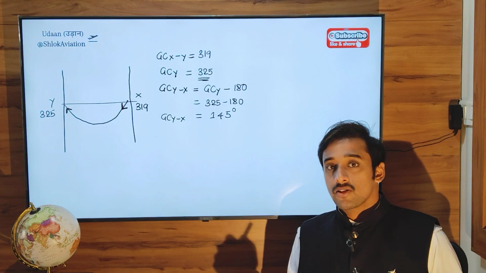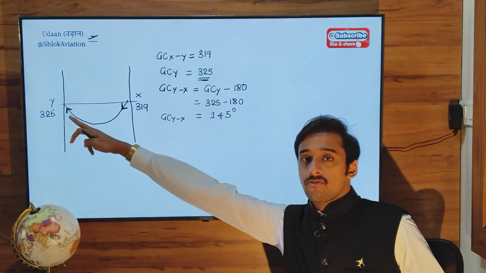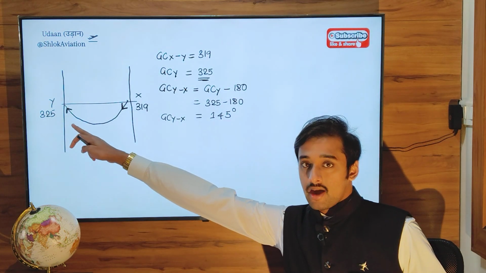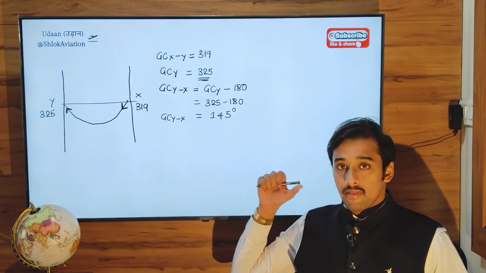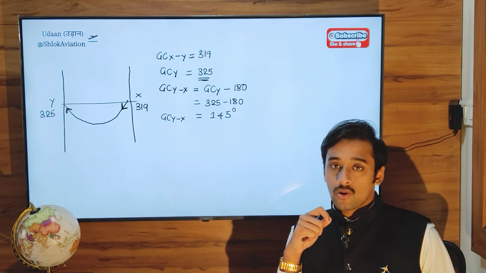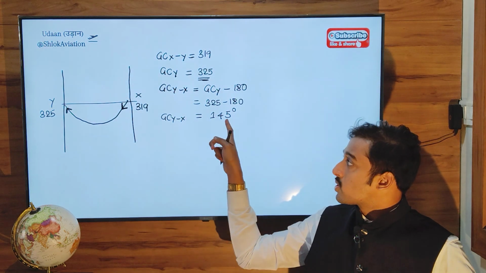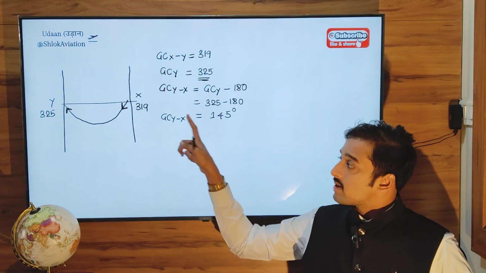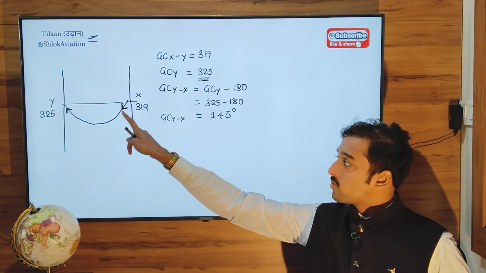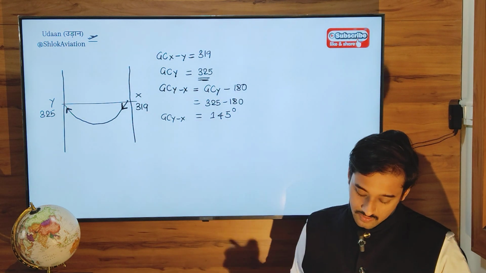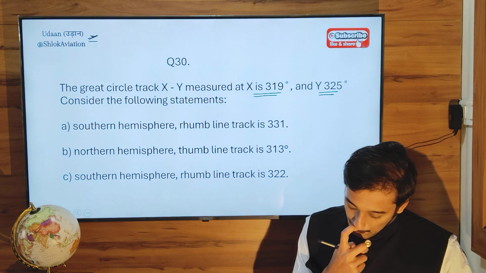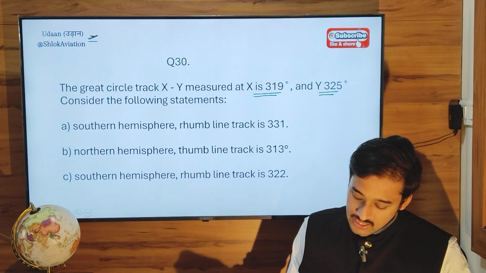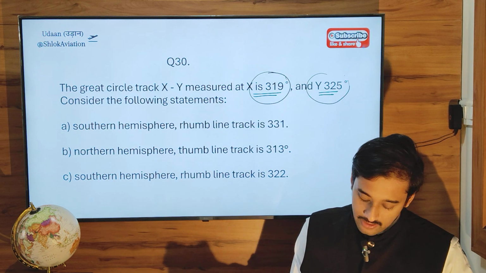That reciprocal direction will be of the final direction at great circle y, which was 325. So find the reciprocal of that. Coming back, we will fly the reciprocal direction of that track. So you will start with 145 and then, changing that direction, you will come to x. So the answer tells us the great circle at x is 319, at y 325.